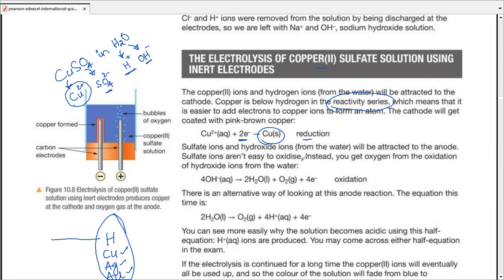sulfate ions aren't easy to oxidize since they are big in structure and they are reactive too. So what happens is that you get oxygen from the oxidation of hydroxide ions from water, and the same equation which was present in the previous extension work is given over here. So I usually ask my students, you can cram this equation, and this is really going to help you a lot. So this is the oxidation reaction since we have loss of electrons. And there you go, you have it completed.